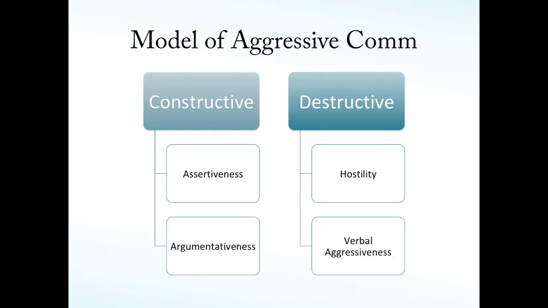Specifically, the constructive forms of aggressive communication include assertiveness and argumentativeness. The destructive forms of communication include hostility and verbal aggressiveness. We're going to dig a little deeper first on the constructive side.